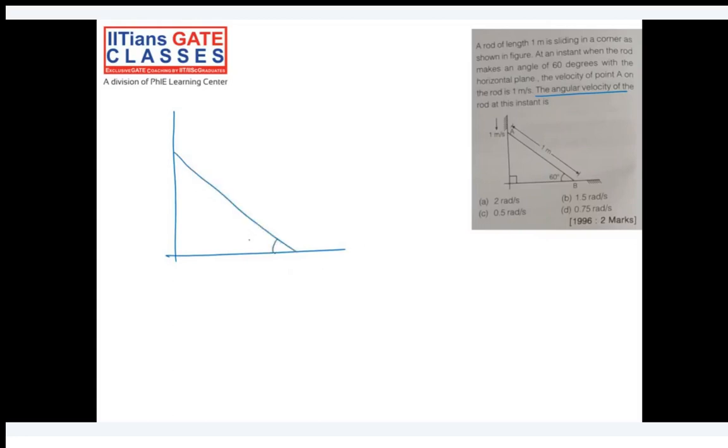Okay, this is 60 degrees, and this point A is coming at 1 meter per second. The rod is of 1 meter, so this is 1 cos 60, and this is 1 sin 60. Cos 60 is 1 by 2 basically, correct? So it's 1 by 2, and this is root 3 by 2.